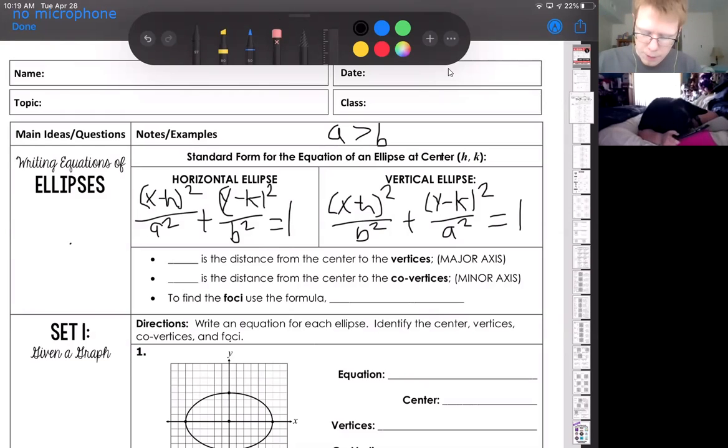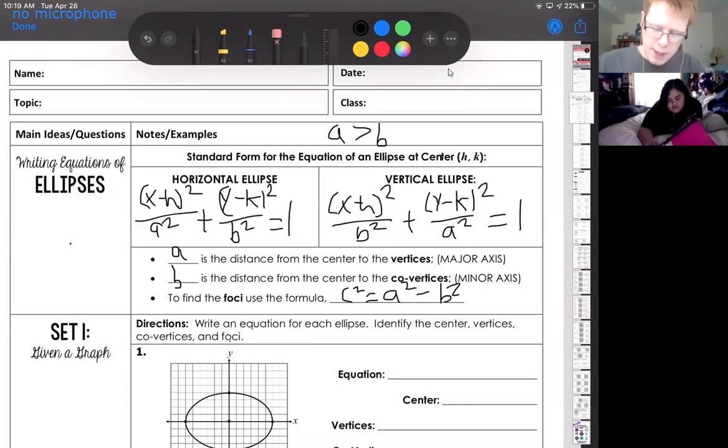Also, to recall from yesterday, remember a is the distance from the center to the vertices. b is the distance from the center to the co-vertices. And to find the focus points, you use the formula c squared equals a squared minus b squared. So it's different than the Pythagorean theorem, even though it kind of looks like that formula.